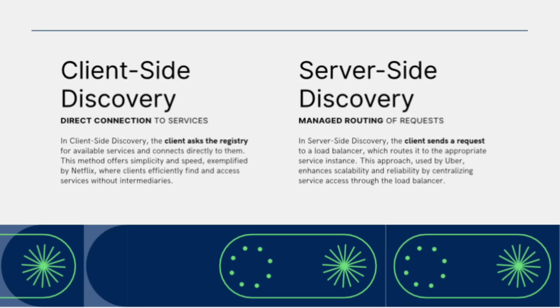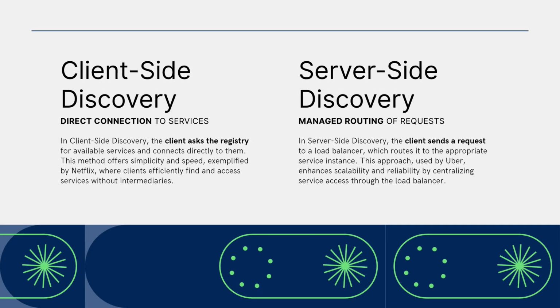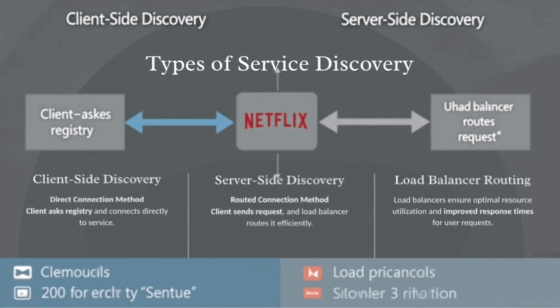There are mainly two ways this happens: client-side discovery and server-side discovery. In client-side discovery, the client itself is smart. It goes to a special registry that keeps a list of all services and their locations. The client then directly connects to the right service. A good example is Netflix. When you click play, the client app looks up the best service that has the movie data and streams it to you.